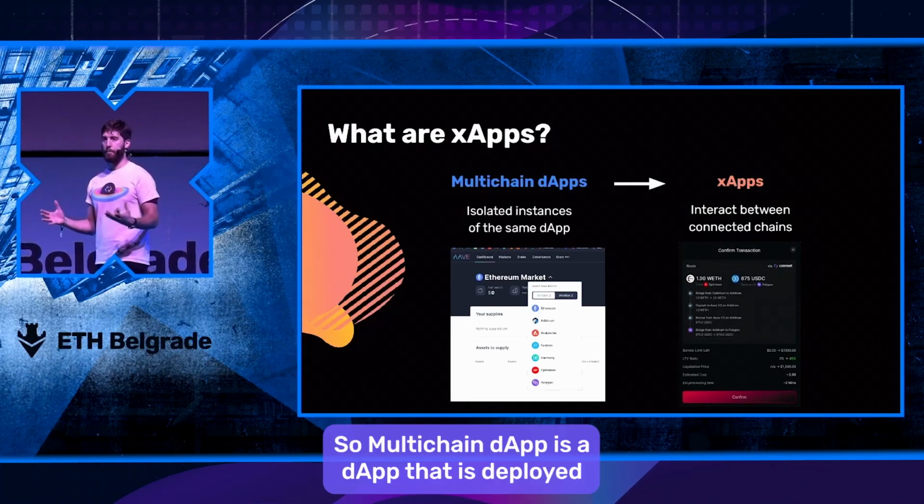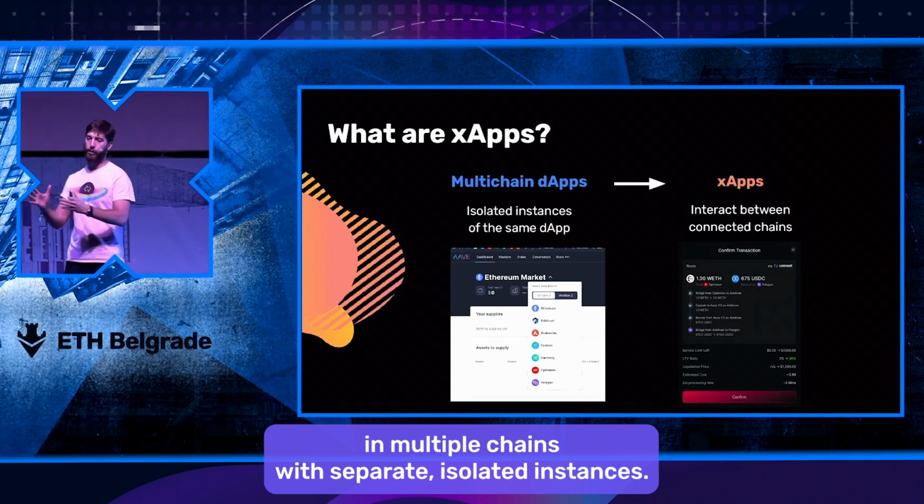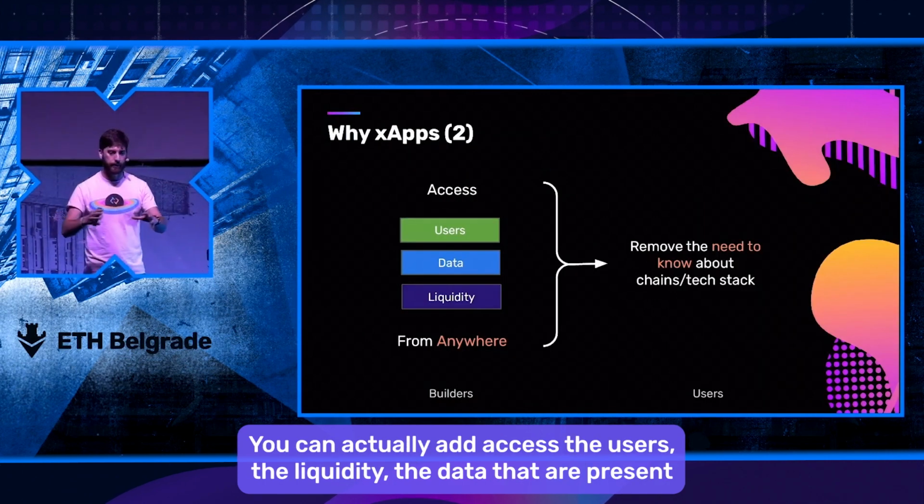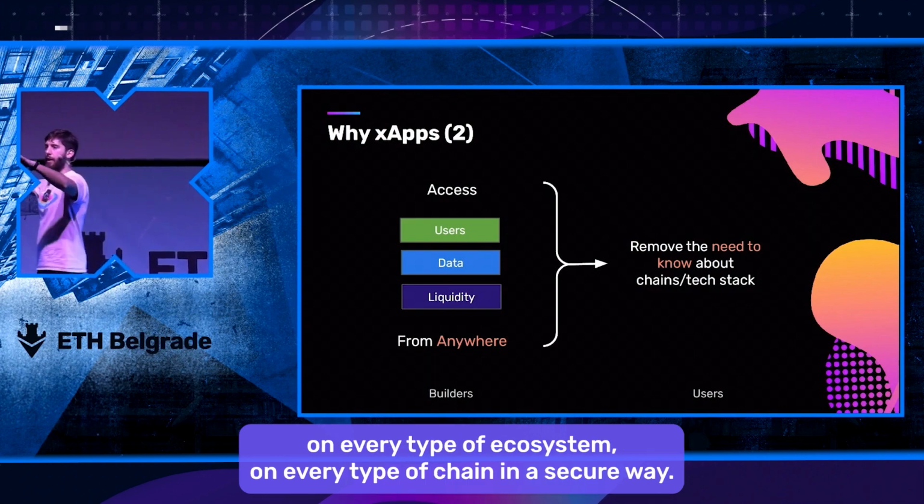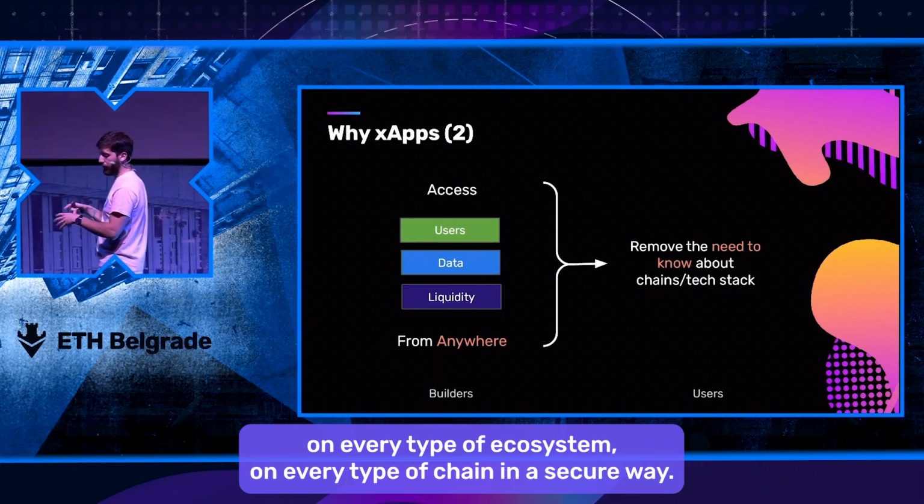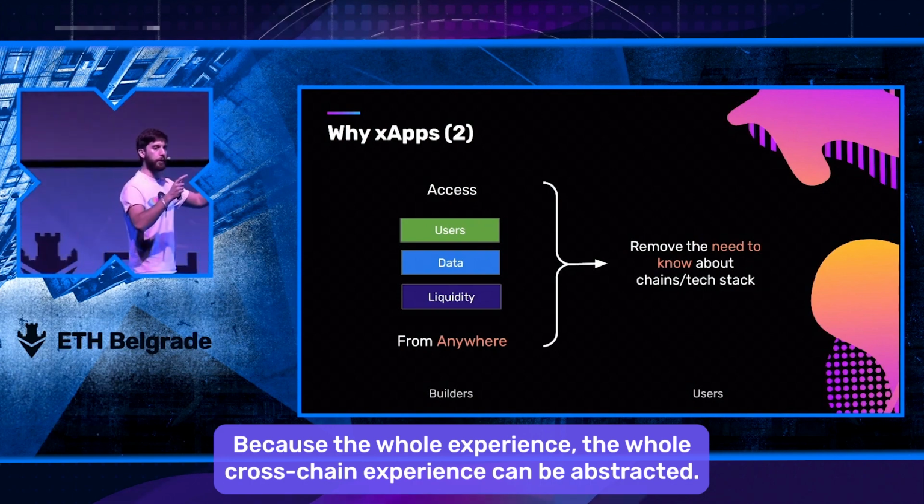So a multi-chain dApp is a dApp that is deployed on multiple chains with separate, isolated instances. You can actually access the users, the liquidity, and the data that are present on every type of ecosystem, on every type of chain, in a secure way. Because the whole cross-chain experience can be abstracted.